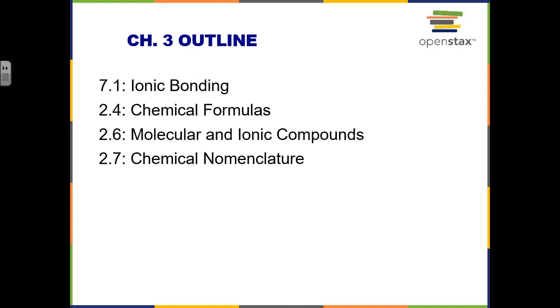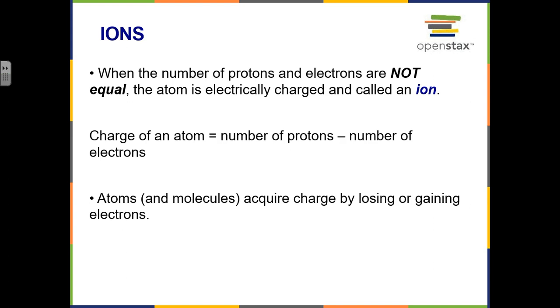Now, the general overview of what I plan on covering today centers around ionic bonding. We'll talk about chemical formulas, some molecular and ionic compounds, and then end up with some things regarding nomenclature and naming ionic compounds. Now, the first thing you need to understand is what an ion is in general. And in its simplicity, an ion represents a charged atom.